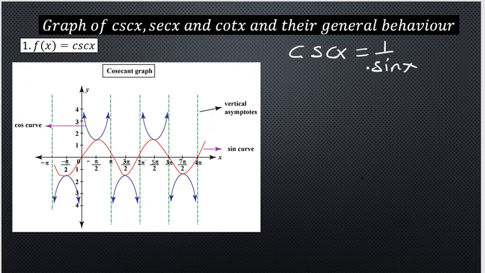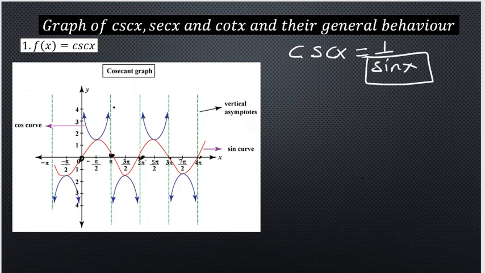So everywhere the sine becomes 0, the cosecant will be undefined. Look, the graph of the sine function is plotted here in red. Where does the graph of the sine function become 0? As you see, at 0, pi, 2 pi, 3 pi, 4 pi. At these points, everywhere, there will be a vertical asymptote for cosecant, because cosecant is 1 over sin x. It's going to be an undefined point.